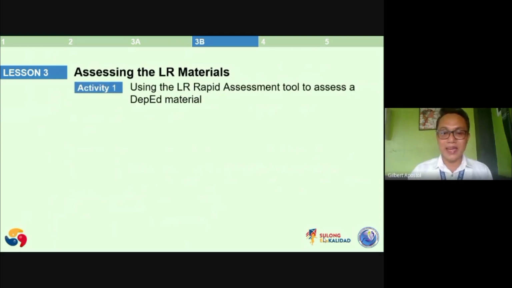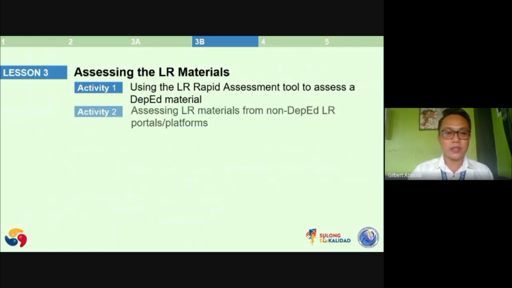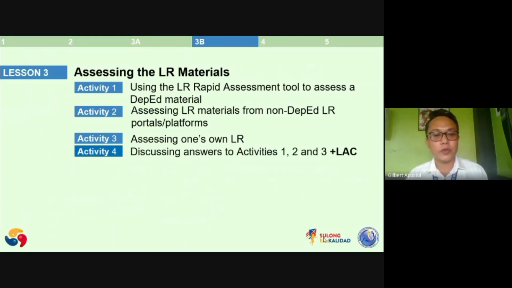Activity number 1 is using the LR rapid assessment tool to assess a DepEd material. For activity number 2, this is about assessing learning resource materials from non-DepEd learning resource portals or platforms. For activity number 3, this is assessing one's own learning resource. Activity number 4 is discussing answers to activities 1, 2, and 3 plus LAC.